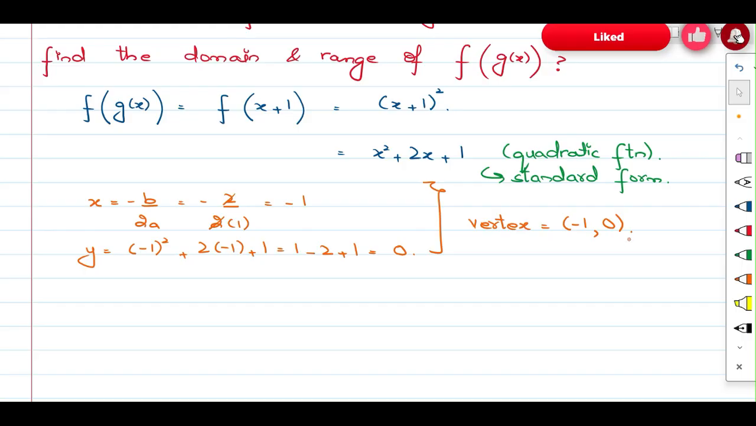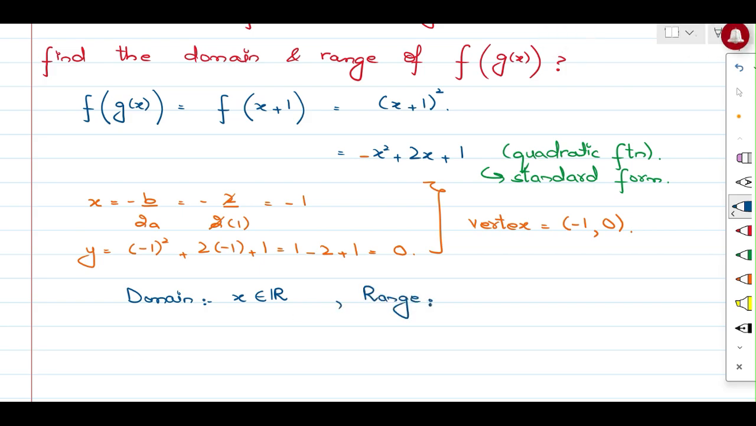All right, now we have the vertex. We can easily decide the range by looking at the a value, which here is positive 1. So the domain of that quadratic function is the set of all real numbers, and the range is decided with the help of the a value. Since a is positive, y is greater than or equal to the y coordinate of the vertex, which is 0.